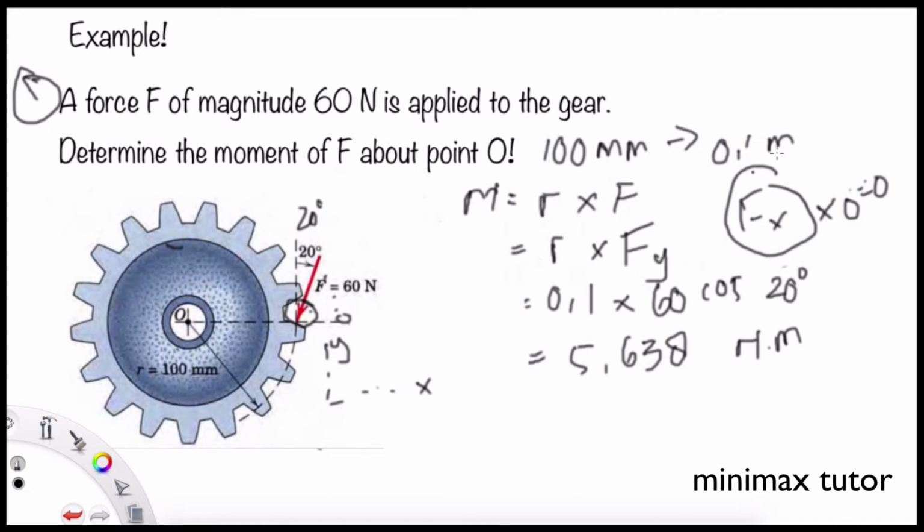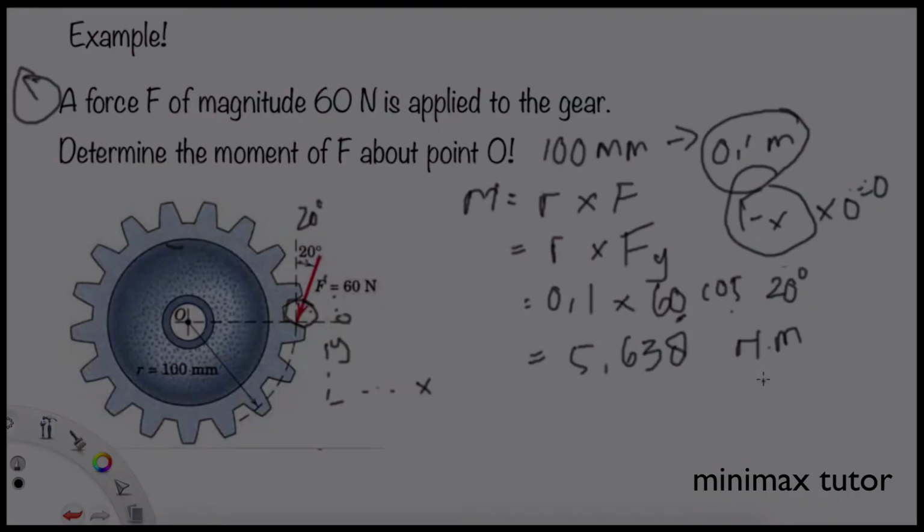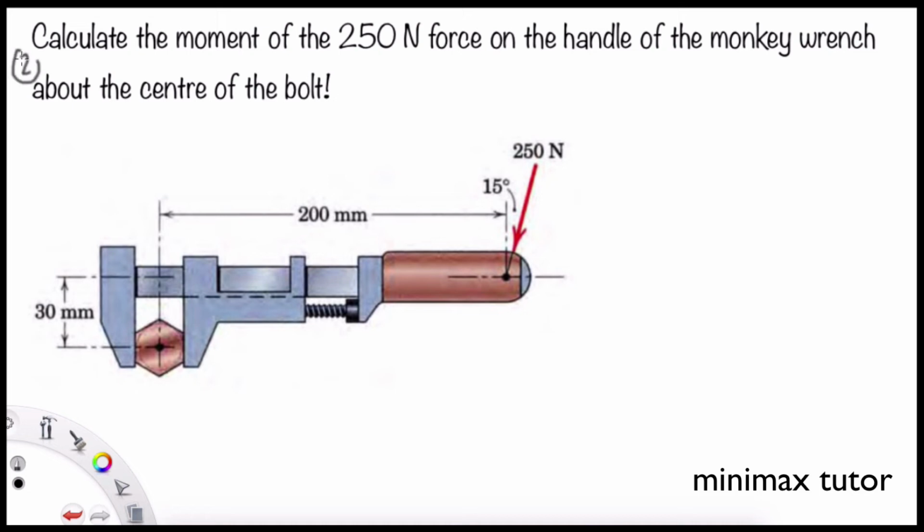And 0.1 comes from the conversion, and the 60 is the F, and cos 20 we have because we have to make the direction of F in the y direction, so it will be the cos 20 degree, and it will be 5.638 Newton meters. So now we are coming to the second example.